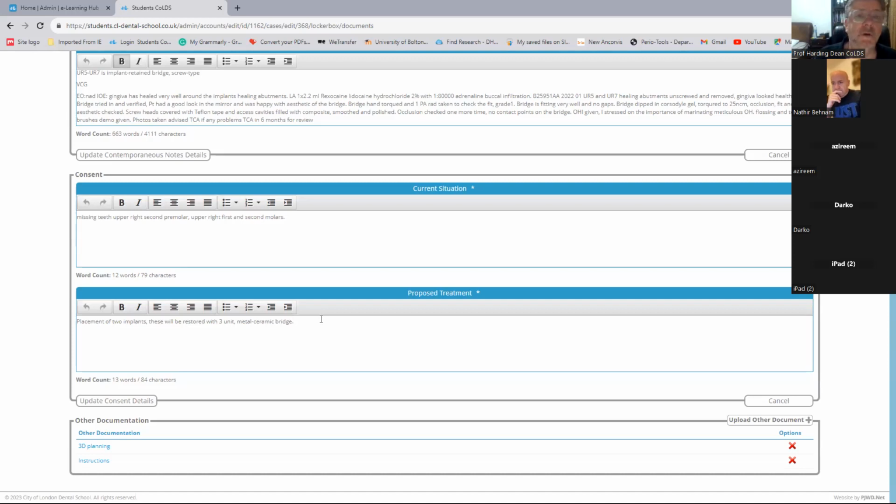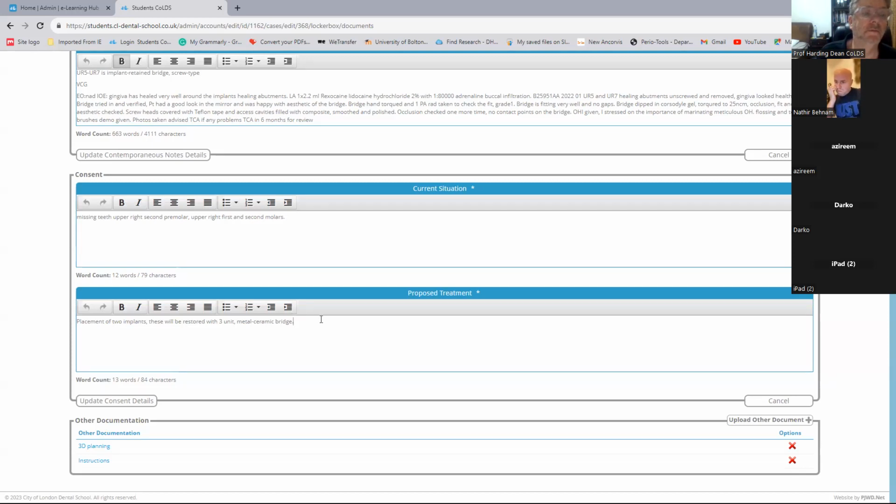Again, give some idea of how long it might take, and whether this is going to be a delayed case or an immediate case. You don't have to write a book on it, but a bit more information there. The proposed treatment plan: which teeth are you actually going to be on this bridge?